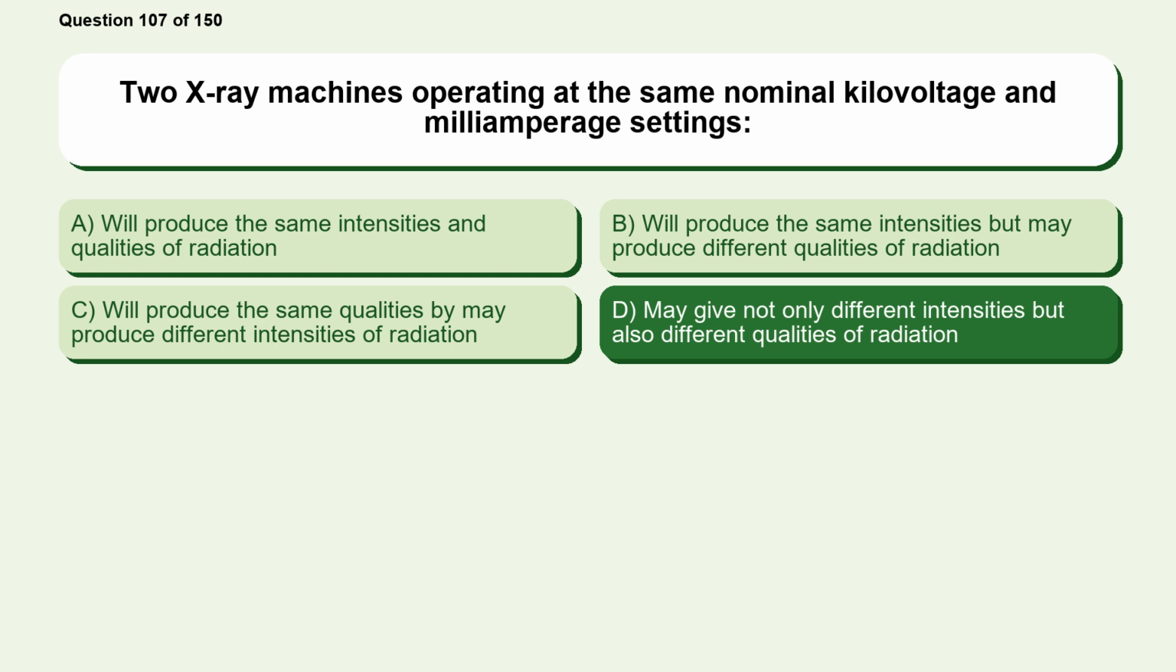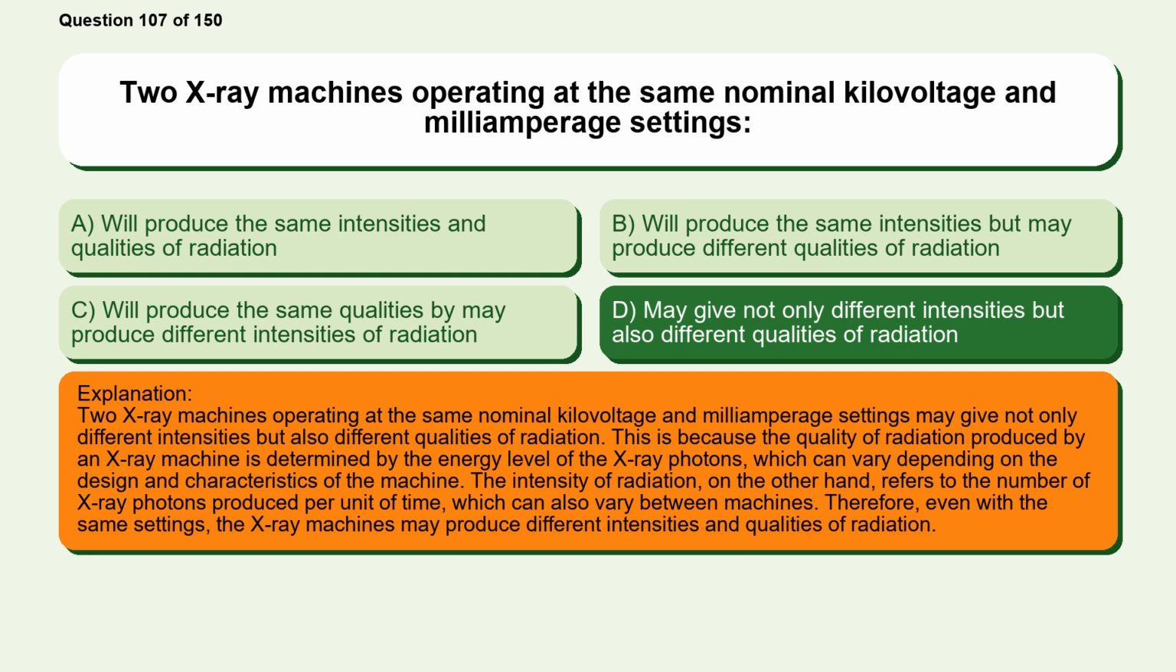May give not only different intensities but also different qualities of radiation. Two X-ray machines operating at the same nominal kilovoltage and milliamperage settings may give not only different intensities but also different qualities of radiation. This is because the quality of radiation produced by an X-ray machine is determined by the energy level of the X-ray photons, which can vary depending on the design and characteristics of the machine. The intensity of radiation, on the other hand, refers to the number of X-ray photons produced per unit of time, which can also vary between machines. Therefore, even with the same settings, the X-ray machines may produce different intensities and qualities of radiation.